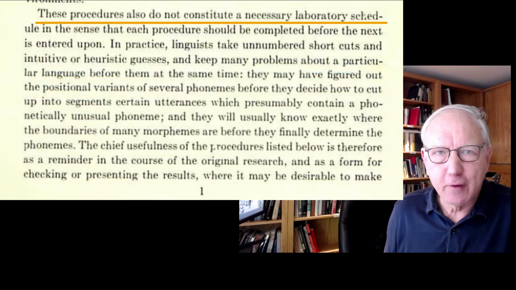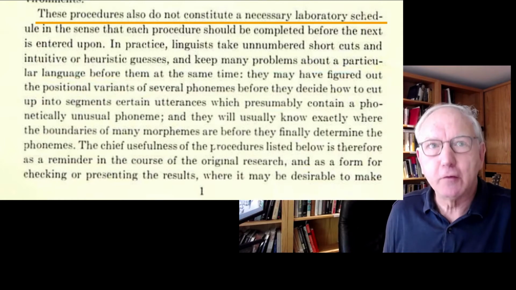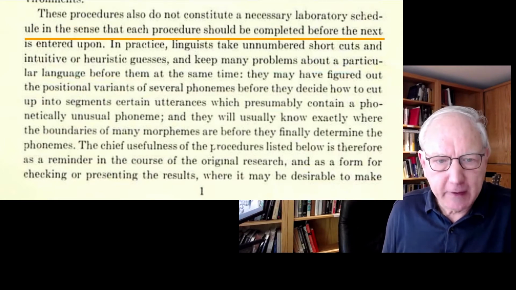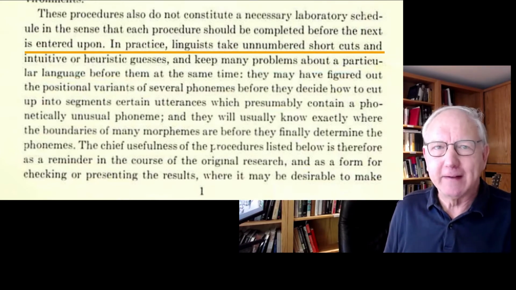Now, the next sentence, of course, is important. That's why I've underlined it. "These procedures also do not constitute a necessary laboratory schedule in the sense that each procedure should be completed before the next is entered upon." And Harris is going to explain this again and again.